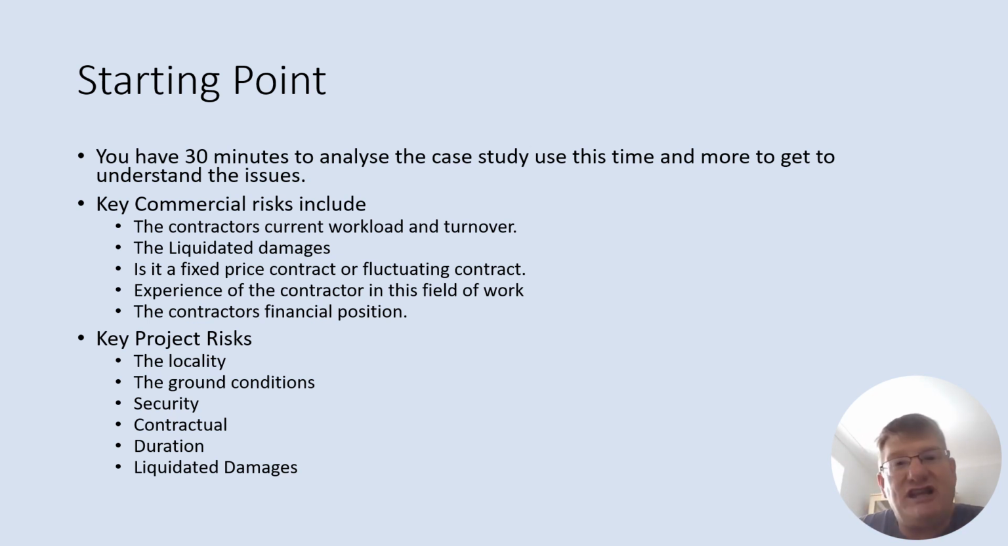So what type of JCT is it? What type of NEC form of contract is it? Generally speaking, they usually give you the JCT, so that's a good thing. Has it got a bill of quantities? Well, yes, it will definitely have a bill of quantities, because one of your tasks is to actually fill in a bill of quantities. So we know it's got a bill of quantities.